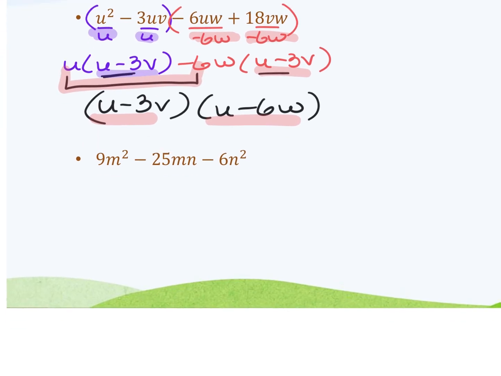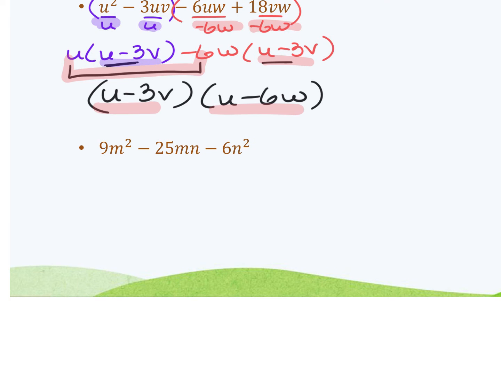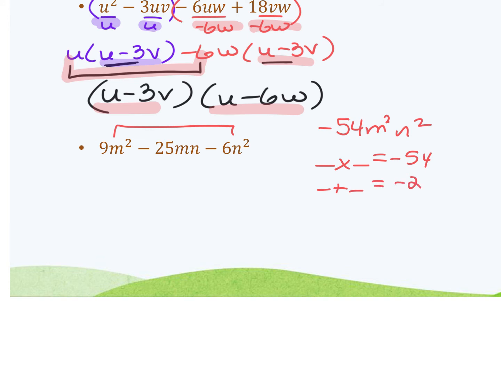So for this one, since 6 is not a perfect square, it is not a perfect square trinomial. So what I need to do here is multiply the beginning and the end. And this is going to give me negative 54 m squared n squared. Really, all I'm looking for are the two numbers that will multiply to give me the negative 54 and that will add to give me the negative 25. I'll go back and each of the factors are going to have an m and an n.